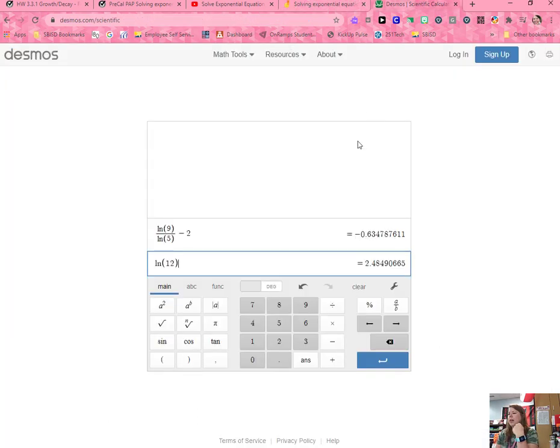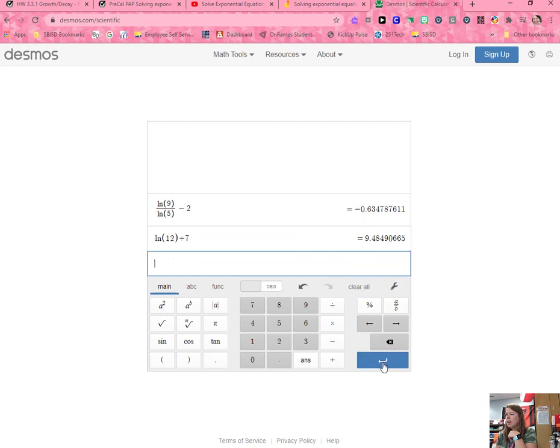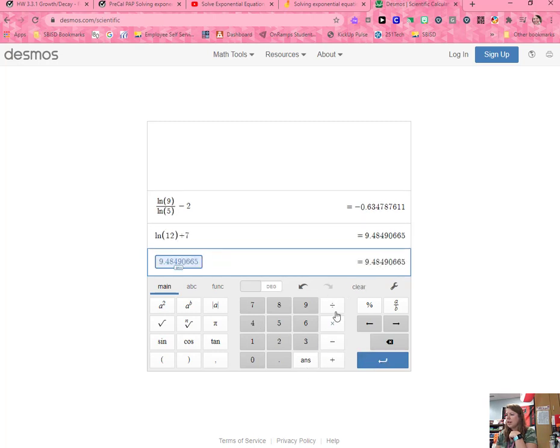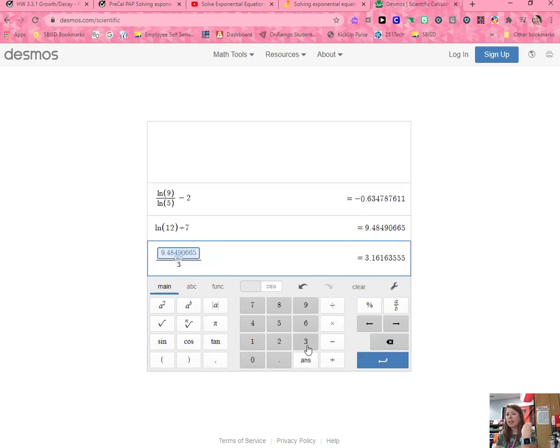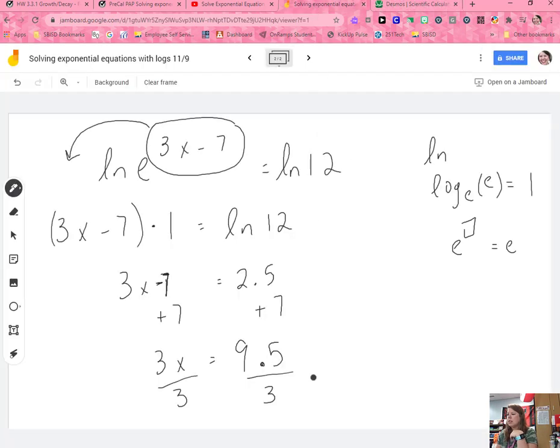And so let's go back to our calculator here. So then we add 7. And I'm going to steal that answer and divide that by 3. I'm not rounding anything in my calculator. I'm just leaving the answer as it is and then dividing by 3. That's what this answer button will do for you. And so that is 3.162 when we round that. And so x is equal to 3.162.